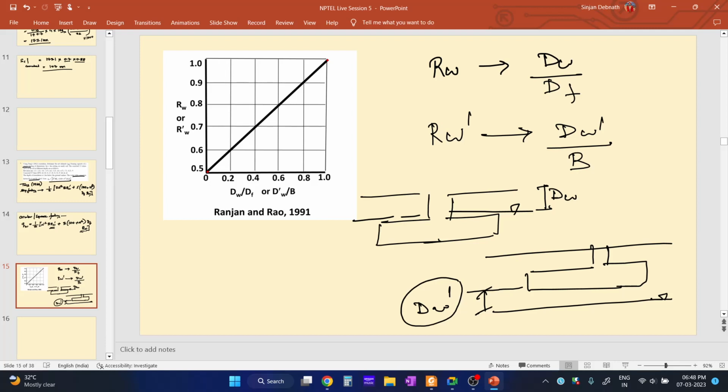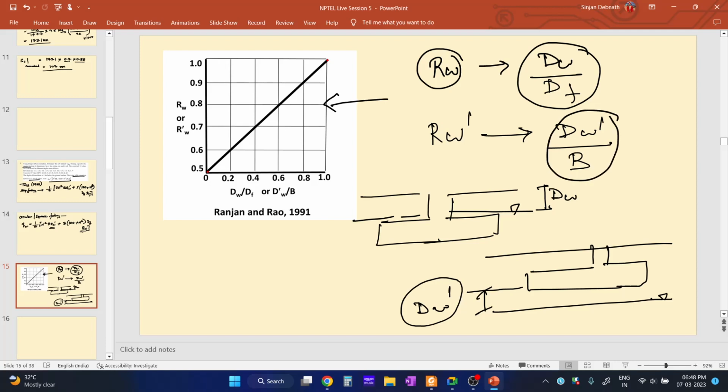So we need to use dw and dw dash. We need to use this ratio dw by df in order to find out rw from this graph, and we need to use the ratio between dw dash and b in order to find out rw dash also from this graph.